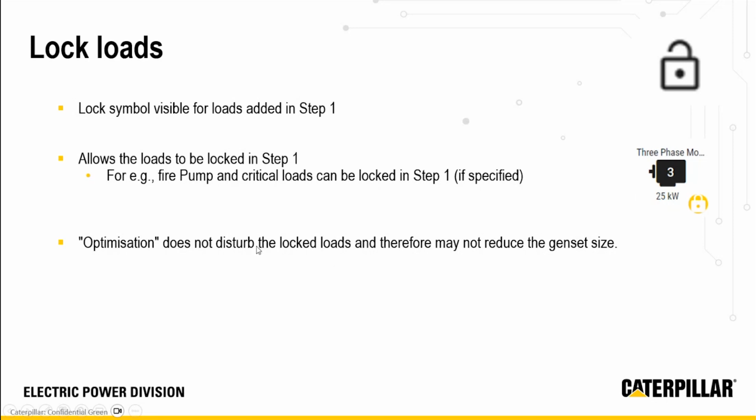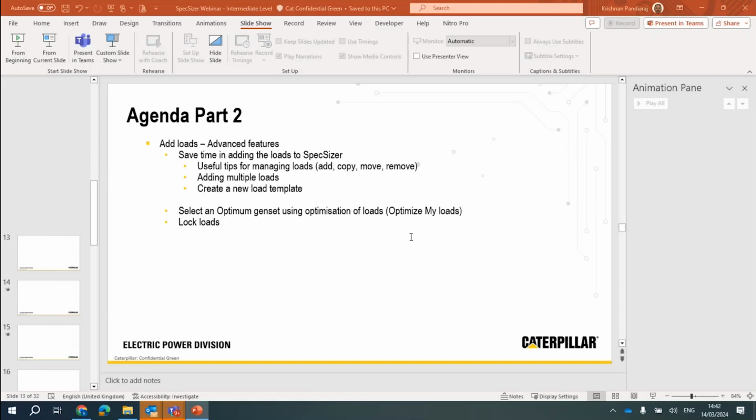One thing you need to be careful about with locking the loads and the Optimize My Loads function is, if the load is locked, then unfortunately the optimization will not move the load into later steps. So that way it may not size a smaller genset, because this load has to be kept in step 1, so the optimization will not make any change. So with that, we will go into the live demo, and I can show you all the features we have seen in part 2.